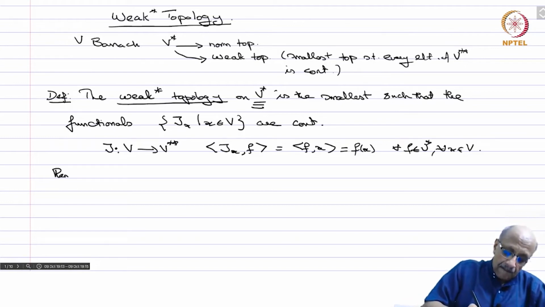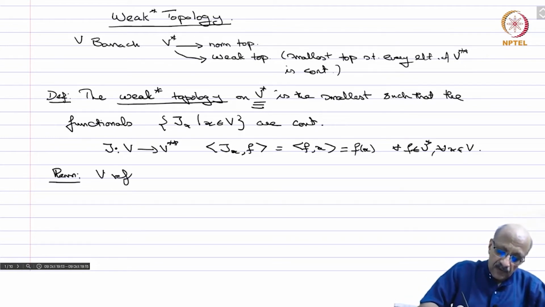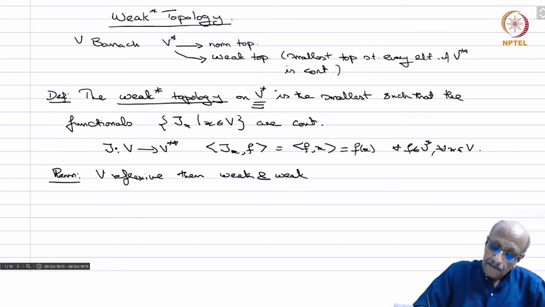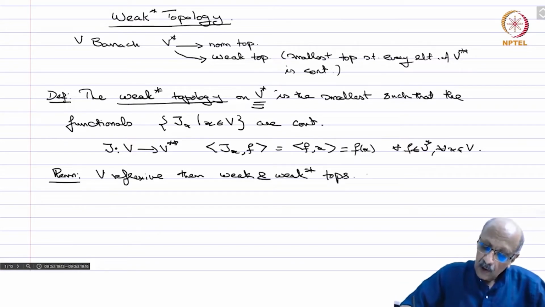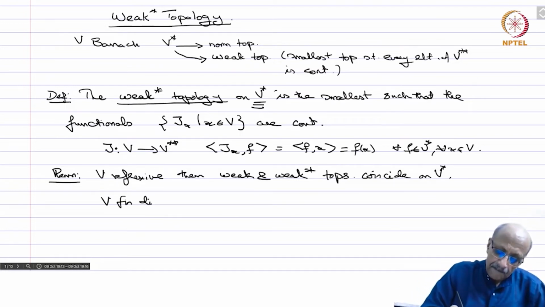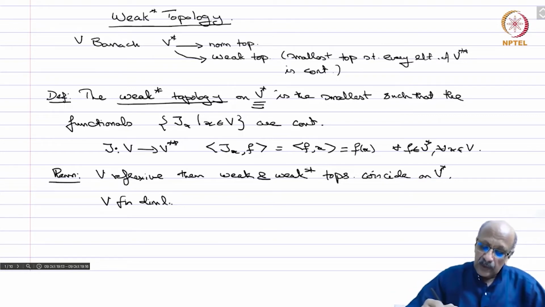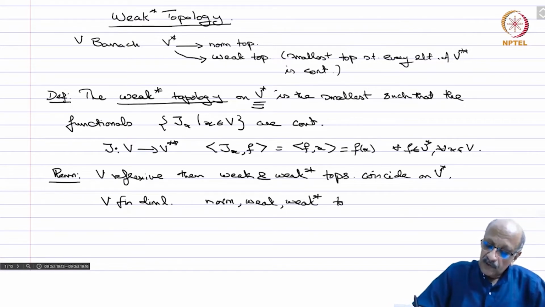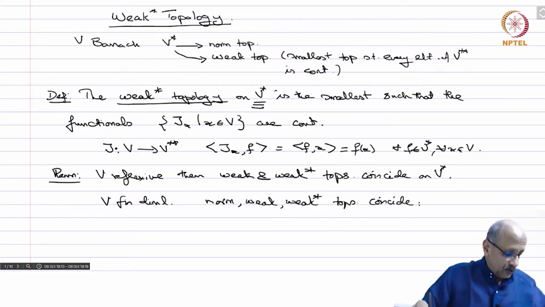So immediate remark: if V is reflexive, which means J is onto, then there is nothing new. Weak and weak star topologies coincide on V star. So this makes sense only in the non-reflexive case. If V is finite dimensional, then it is reflexive, and we already know the weak and norm topologies are the same. So norm, weak, and weak star topologies coincide. So there is nothing absolutely new in those cases.